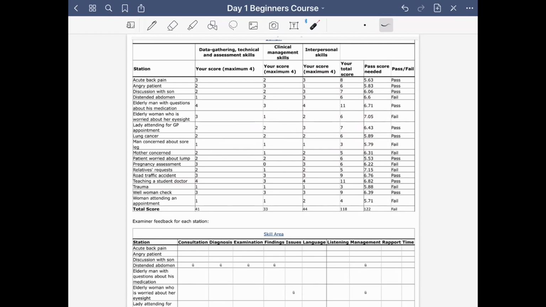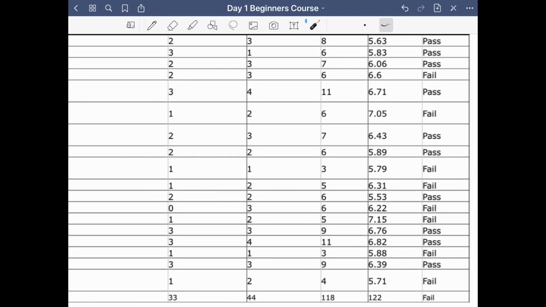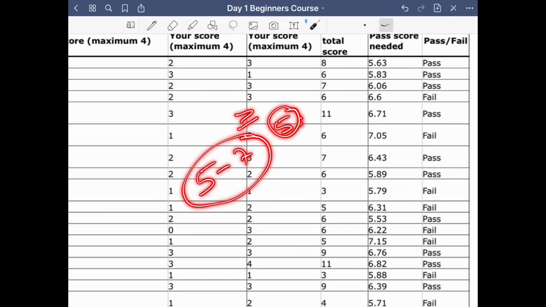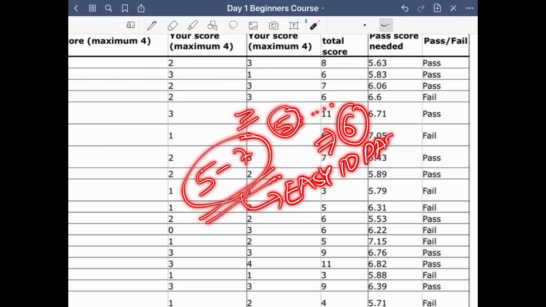Now see the other stations. You can see here that 5 to 7 stations in the PLAB 2 exam have pass marks of above 5, that means 5 point something. So you need to score at least 6 to pass. So these 5 to 7 stations in the PLAB 2 exam are always easy to pass. Scoring 6 in the PLAB 2 exam is always easy.